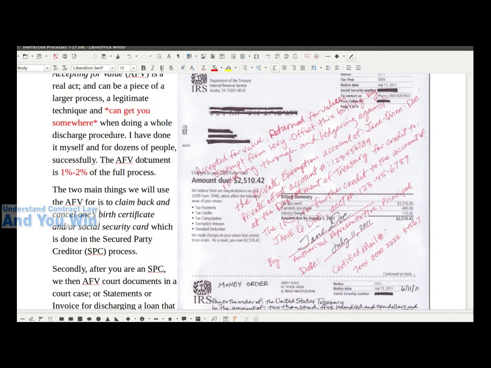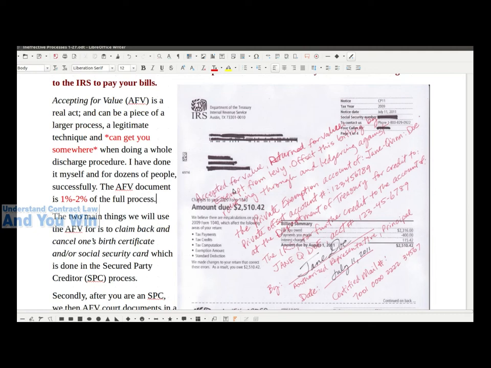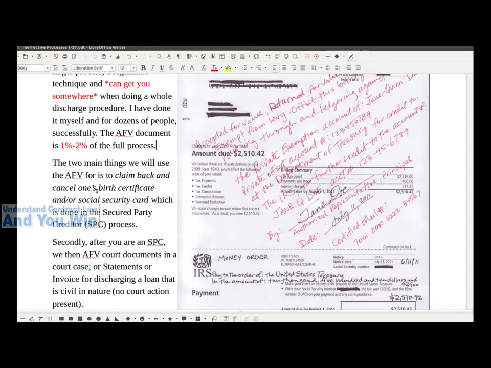People have done just this on their bill and mailed it to the IRS, and then they just cross their fingers for weeks or months and hope that their bills get canceled. What I'm saying is there's about 50 times more work than just this to do a discharge correctly after you're a secured party. The two main things we use the A for V for are to claim back and cancel one's birth certificate and our Social Security account, Social Security contract, Social Security card, which is done with the secured party creditor process.